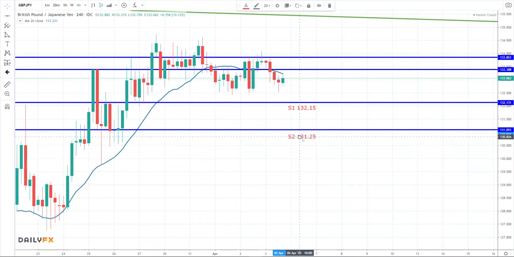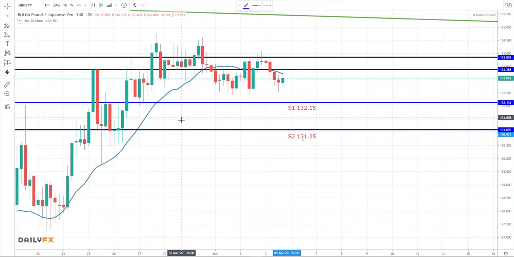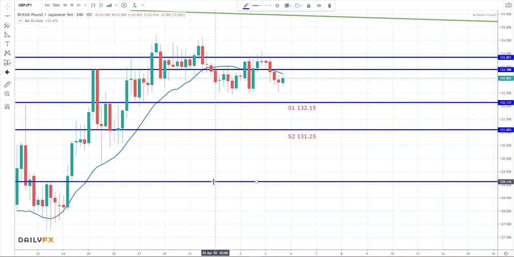However, this pair does sometimes get stuck in some sticky sideways action because of the movements of these currencies. It's one of the crosses. 129.11, okay, all the way down here. So if price were to close through S2, 129.11 would be S3.